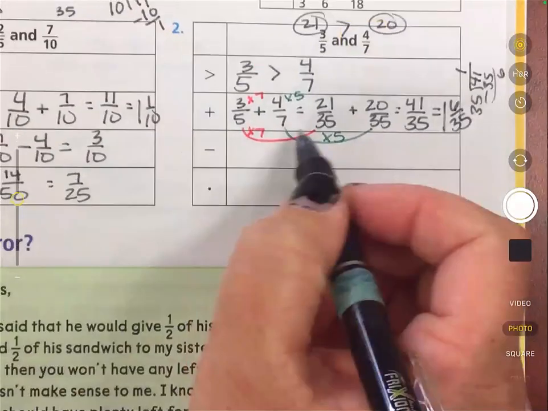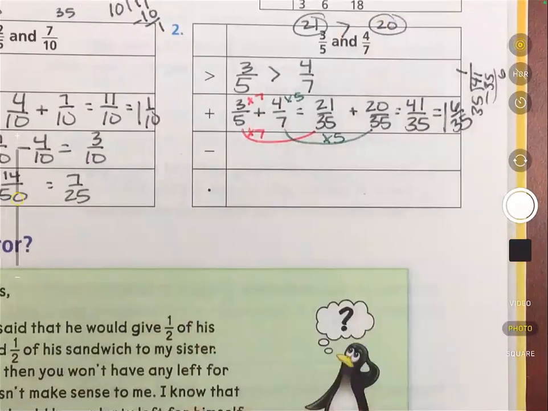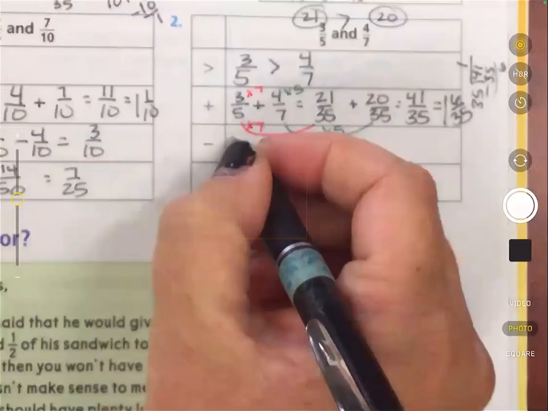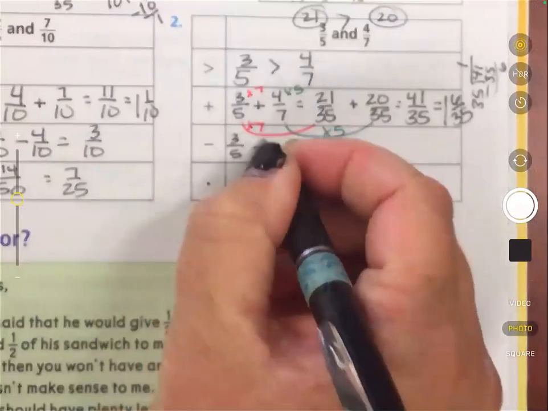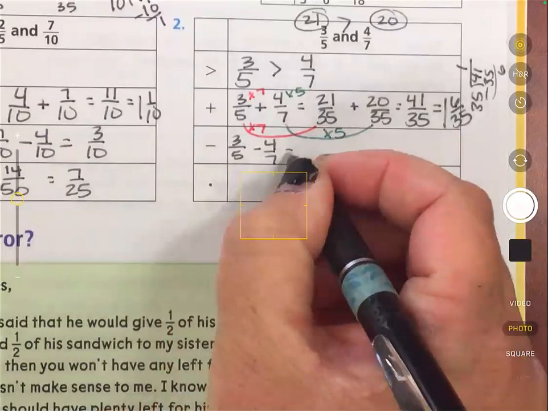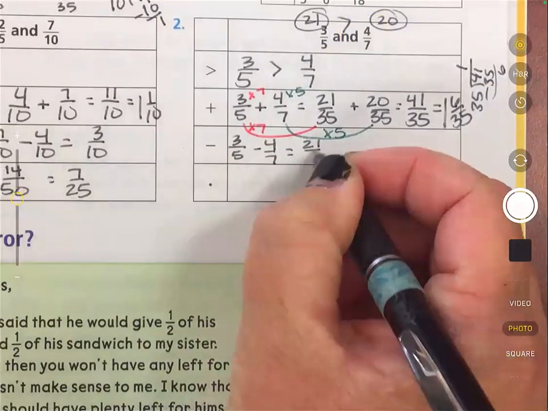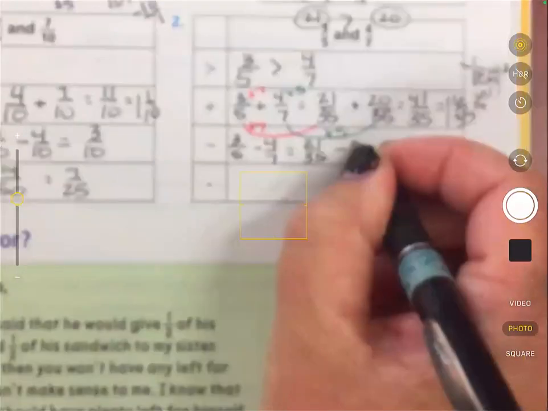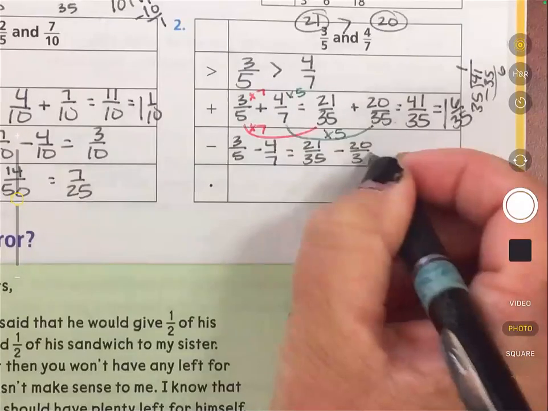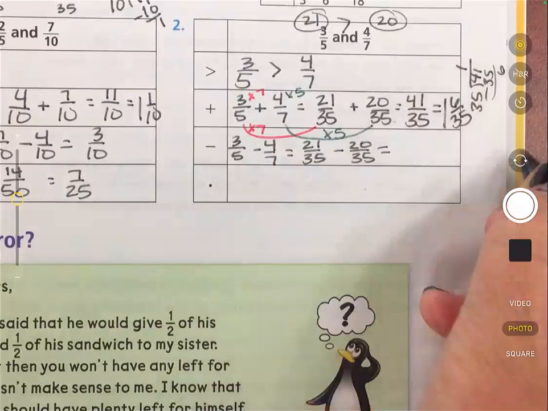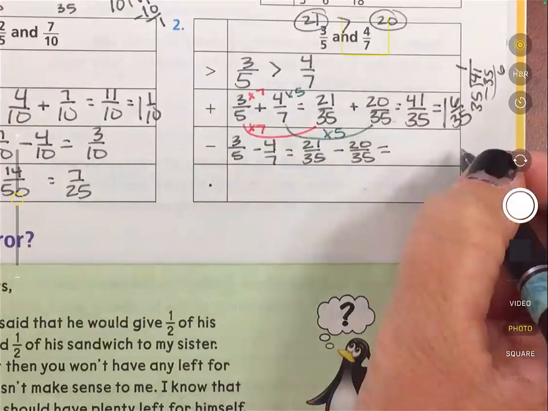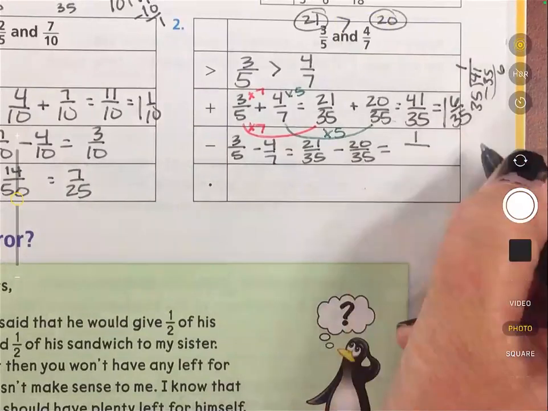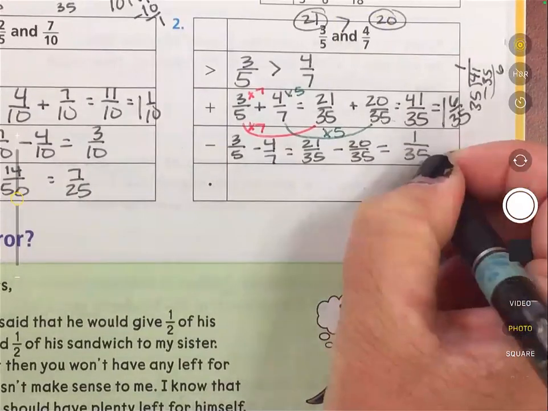All right, let's take a look at subtracting. So which fraction am I going to have to put first? 3/5, you got it, because that's the greater fraction. 3/5 minus 4/7 is the same as 21/35, right? I already did my equivalent fractions up here. 21/35 minus 20/35. Well, what's 21 minus 20? 1. 1/35. Keep my 35 as my denominator.